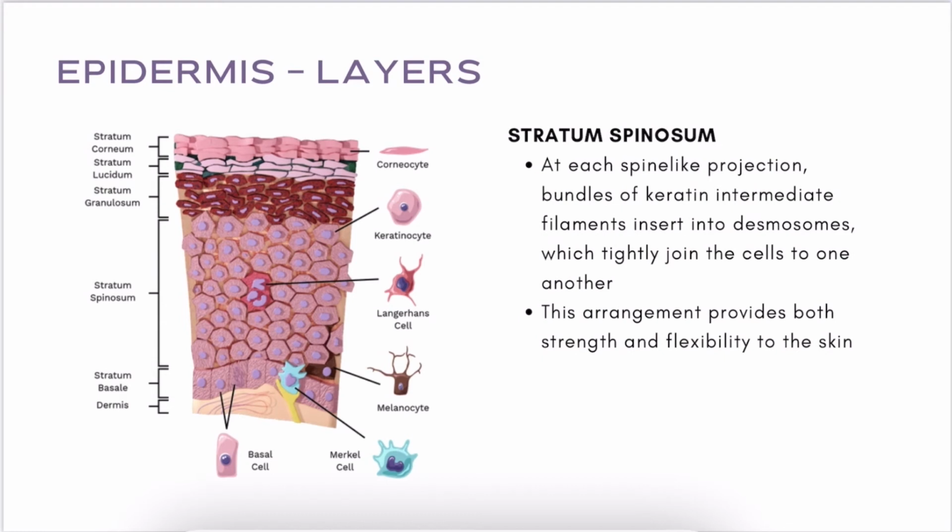Next up, we have the stratum spinosum, where the cells in the more superficial layers become somewhat flattened. If you look at this in the microscope, you're going to see that they appear to have been covered with thorn-like spines. That's why it's called the stratum spinosum. So, at each spine-like projection, bundles of keratin intermediate filaments insert into desmosomes, which tightly join the cells to one another. This arrangement provides both strength and flexibility to the skin. Intraepidermal macrophage cells and projections of melanocytes are also present in the stratum spinosum.